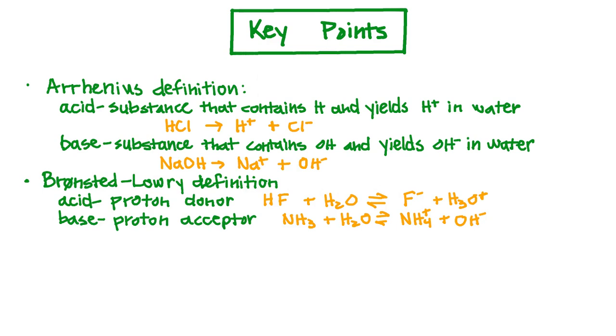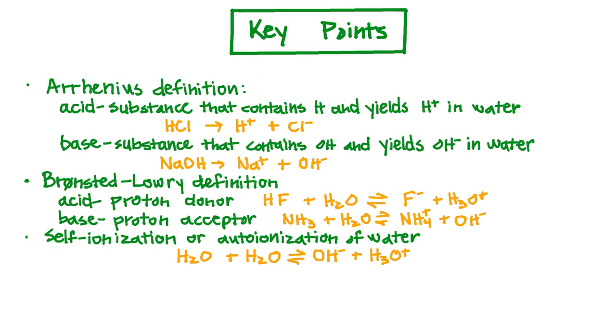In the Bronsted-Lowry definition of acids and bases, an acid is a proton donor. For example, hydrofluoric acid donates a proton to water, which forms the fluoride anion and hydronium. And a base is a proton acceptor. For instance, ammonia accepts a proton from water, giving us NH4+ and OH-.